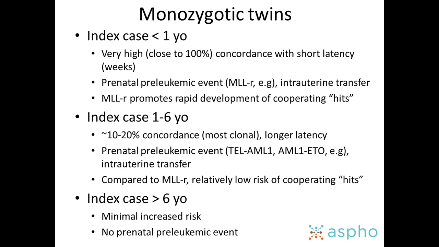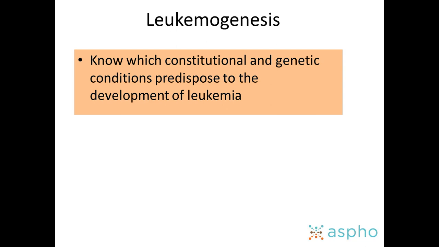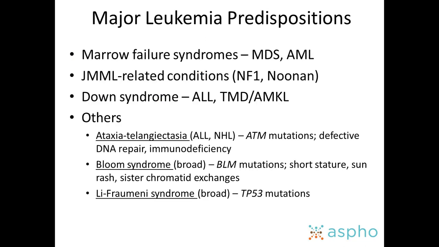All right, so moving on to leukemogenesis, they would like you to know which constitutional and genetic conditions predispose to the development of leukemia. There are basically 4 major categories of these genetic predispositions to leukemia that I think are worthwhile reviewing. The first is the most complicated, and that's marrow failure syndromes, which typically are associated with myelodysplastic syndrome and AML. I'll spend the next few slides talking about those specific ones, and there's a table in your handout on these. The others that I'll mention briefly here are JMML-related conditions.